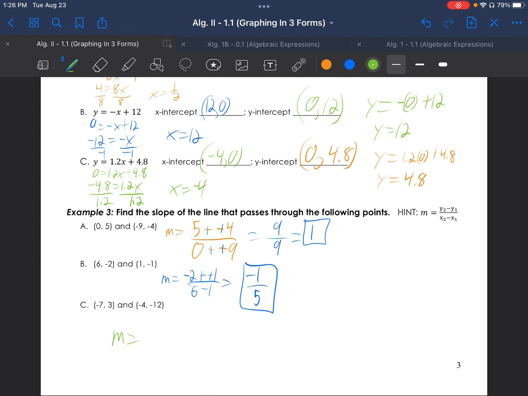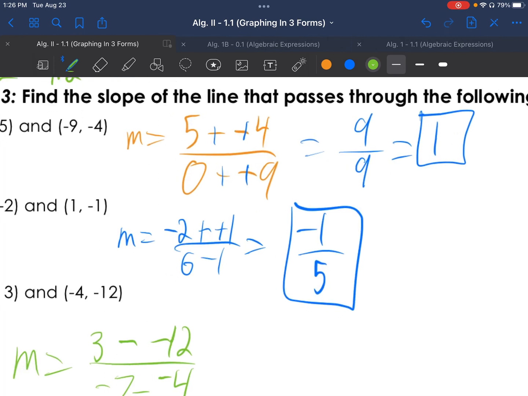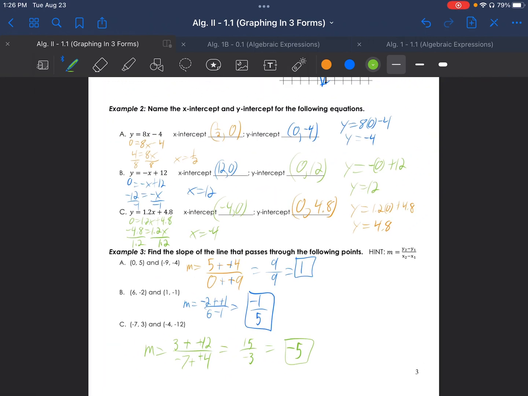Letter C, let's say I do 3 minus -12. I like putting the smaller number, so if it's a bigger negative or just a smaller positive, second when I do these, if I can. So on the bottom, I'll do -7 minus -4 because I had to put the -7 first, since I chose to put the 3 first on the top. So 3 plus 12 is 15. Negative 7 plus 4 is negative 3. So if I simplify 15 divided by negative 3, that's negative 5. And that completes the lesson for today.